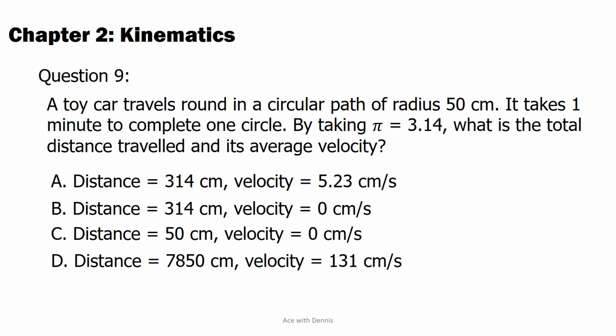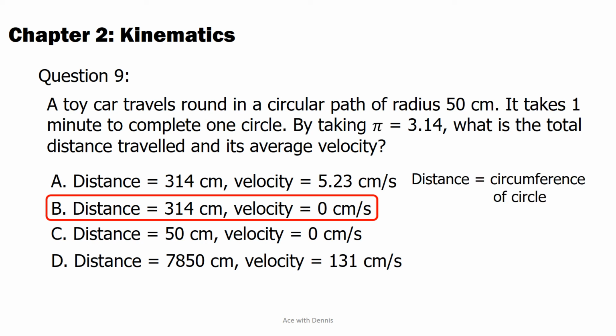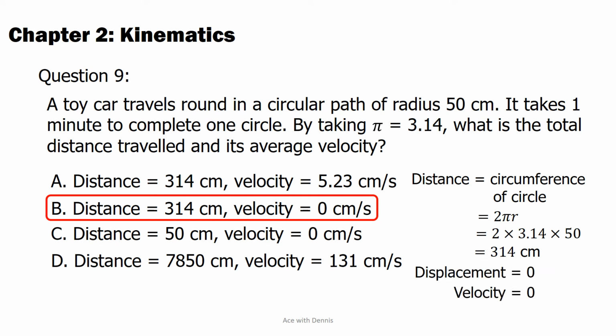The answer is B. Distance equals 314 centimeters. Velocity equals 0 centimeters per second. Distance traveled is the circumference of the circle. Hence, distance equals 2 pi r, which is 2 times 3.14 times 50. And the result is 314 centimeters. Since the toy car travels in a circular path, the displacement is 0. Hence the velocity is equal to 0.